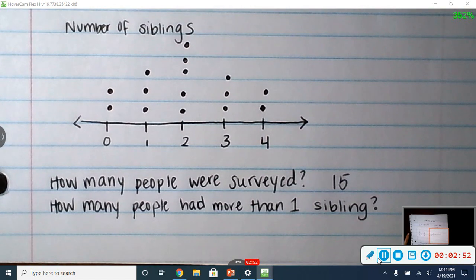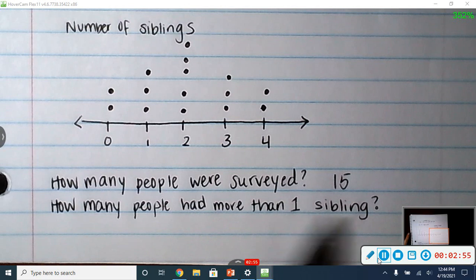Here's the second question. How many people had more than 1 sibling? Think about this carefully and then go ahead and answer. How many people had more than 1 sibling?